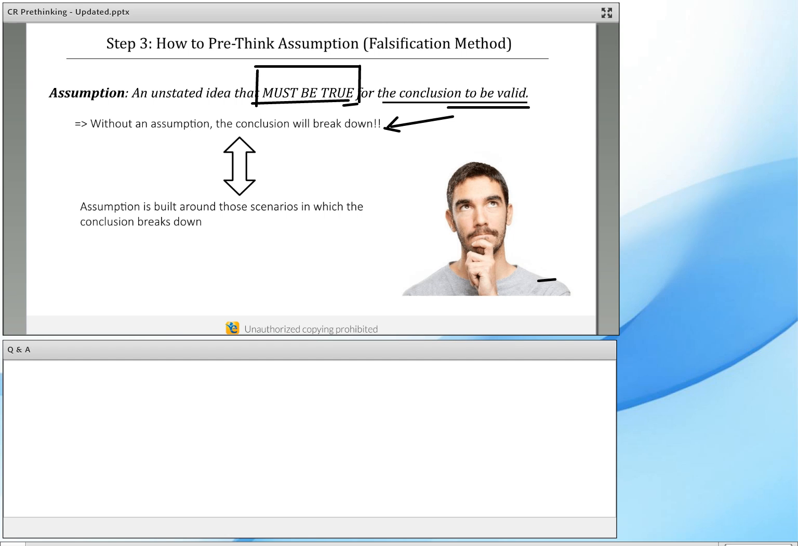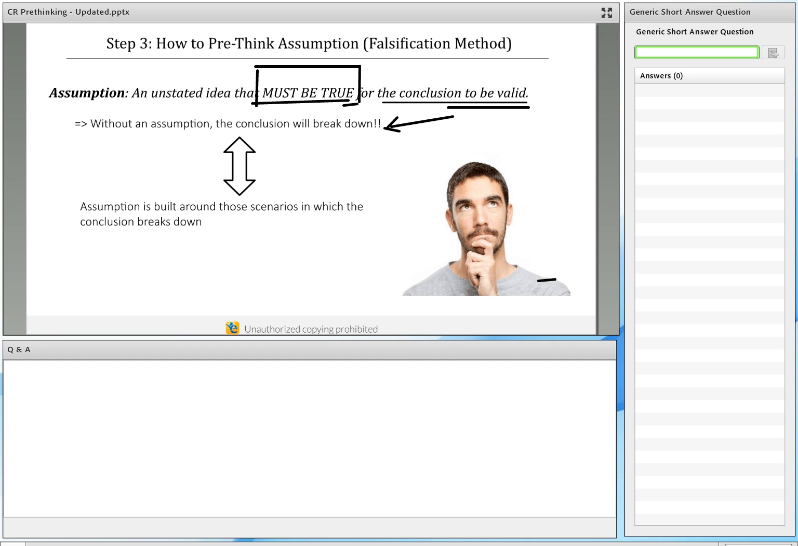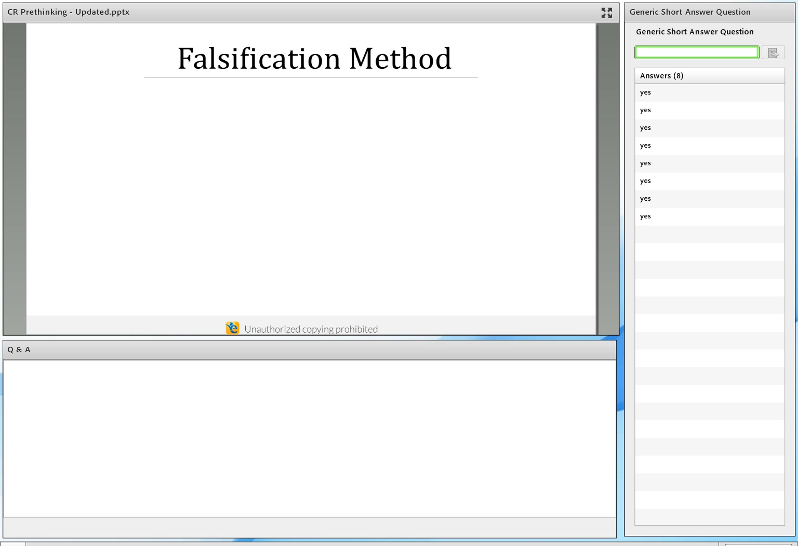So this means that the assumption is built around those scenarios that break the conclusion down. If the assumption is that essential pillar, then you place that pillar in places where the roof is going to cave in, right? Does that make sense? If the conclusion breaks down without an assumption, then the assumption must be built around those scenarios in which the conclusion breaks down. So to find the assumption, all we need to do is find these scenarios. That's basically it. So how do you find these scenarios?